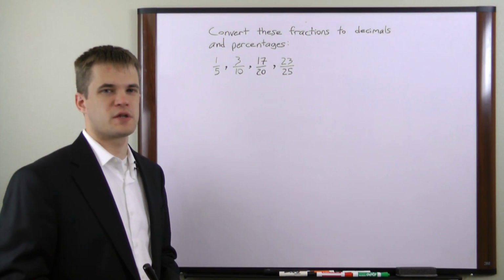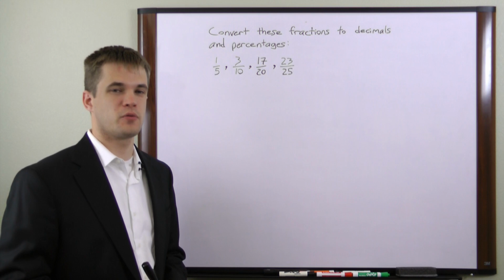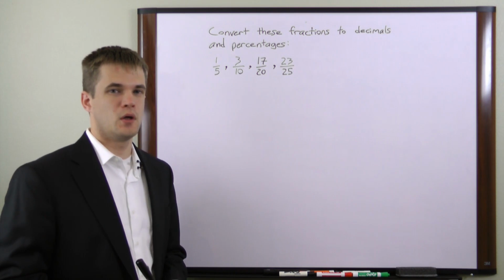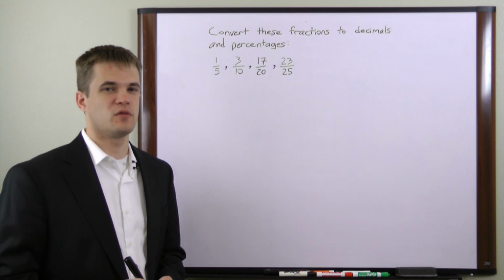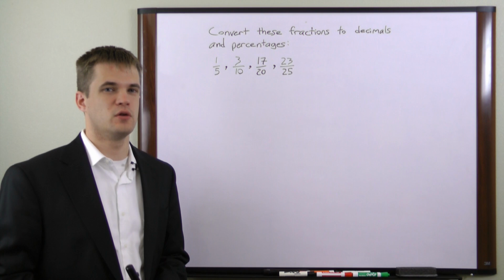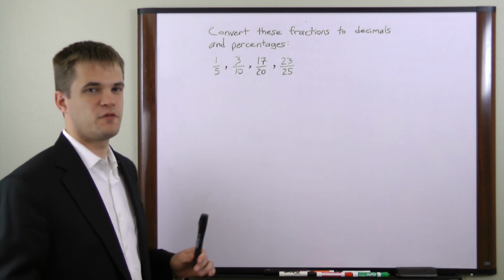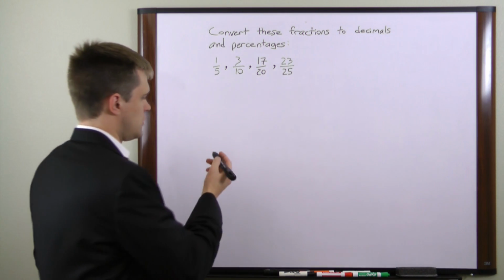Whether you're converting a fraction to a decimal or a percentage, the process is largely the same. Your goal is to create a denominator of 100 without changing the value of the fraction. Let's take a look at a few examples here. Let's take 1/5.